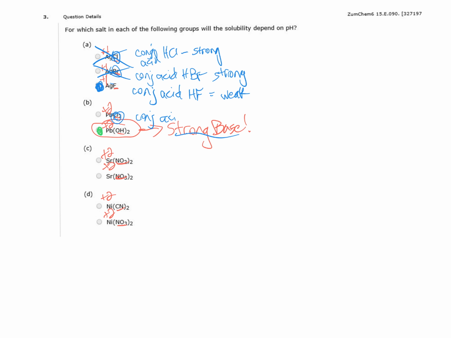But let's just be thorough here. Our conjugate acid, if we have chloride ion, is, of course, hydrochloric. And that's one of your 7 strong acids. So that's not important. With strontium nitrite, our conjugate acid is nitrous acid, HNO2. That's a weak acid. That is important in determining pH. That's going to be the answer for part C.